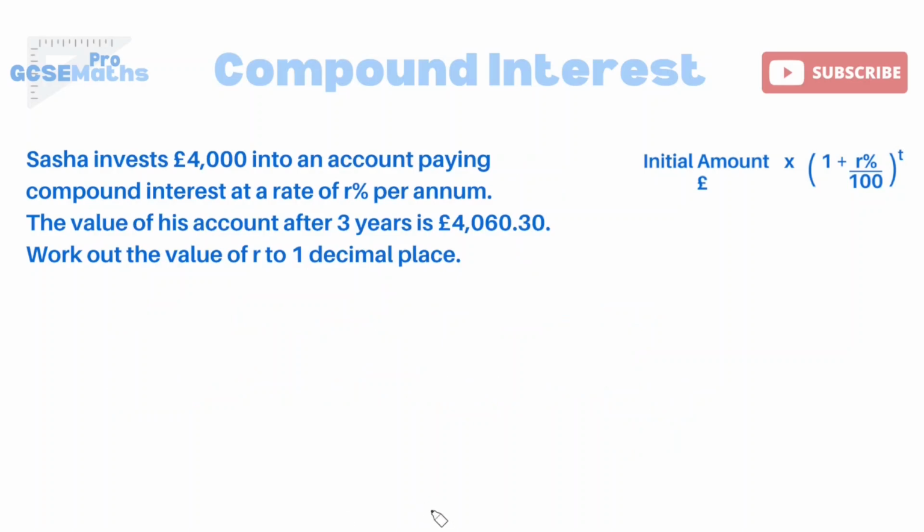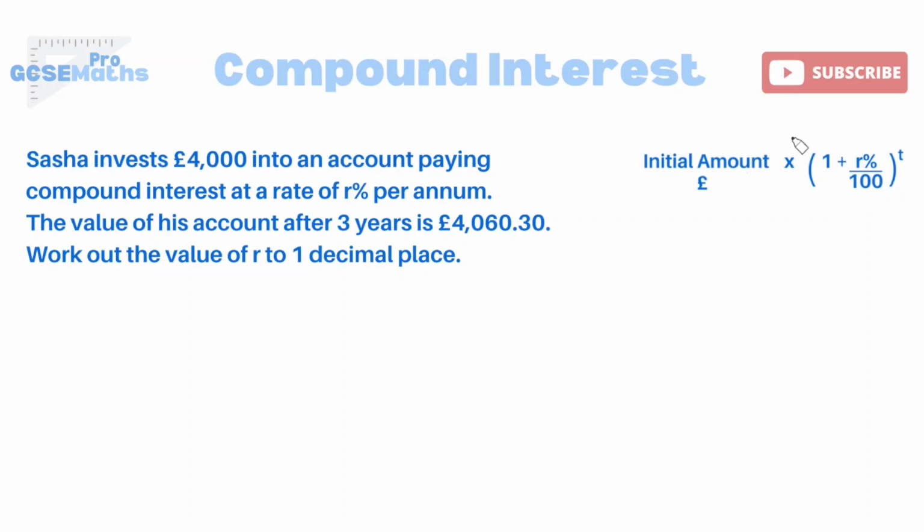Sasha invests £4,000 into an account paying compound interest at a rate of R% per annum. The value of his account after 3 years is £4,060.30. Work out the value of R to 1 decimal place. Okay, so basically work out the interest rate. We're going to have to go backwards now.